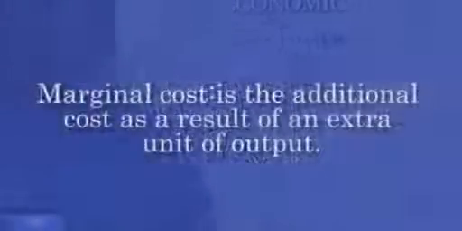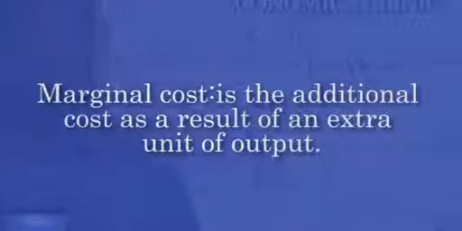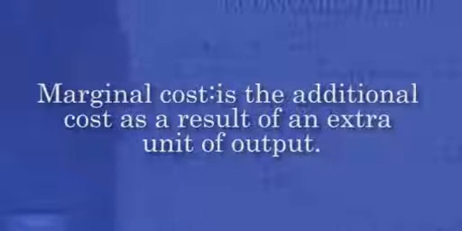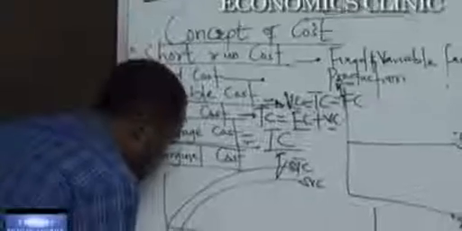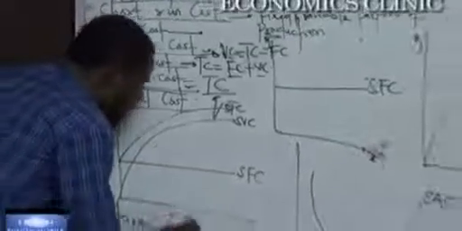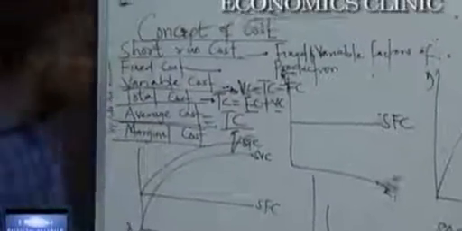Next is marginal cost. Marginal cost is the additional cost as a result of an extra unit of output. So marginal cost is the change in total cost divided by change in output. From the word marginal, marginal means extra. It's an additional cost arrived at as a result of producing an extra unit of output. So from here, we'll go and solve questions.